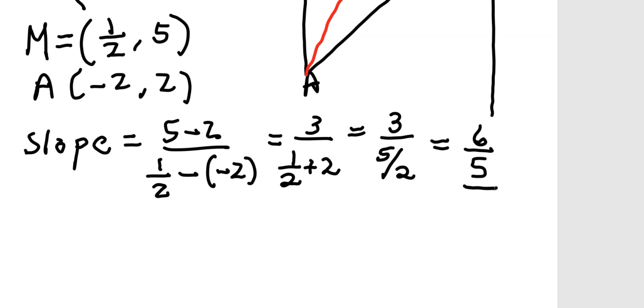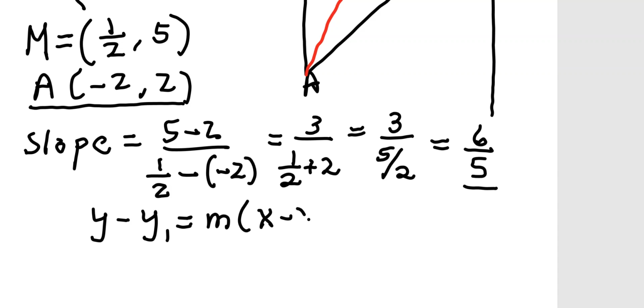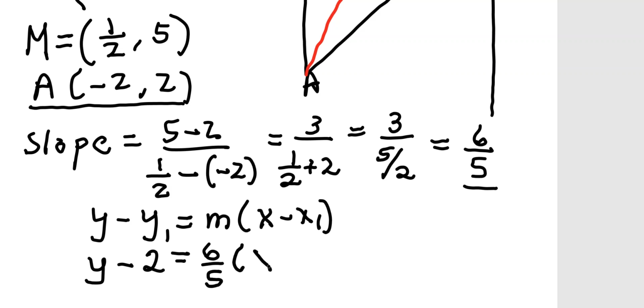So I've got the slope. Now I have 2 points. I can pick one of them. I'm going to choose point A, and I'm going to find the equation of the line containing the median in point slope form. So that's y minus y1 equals m times x minus x1. So it's going to be y minus 2 equals 6/5 times x minus -2, that's plus 2.